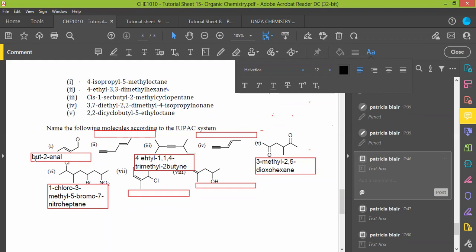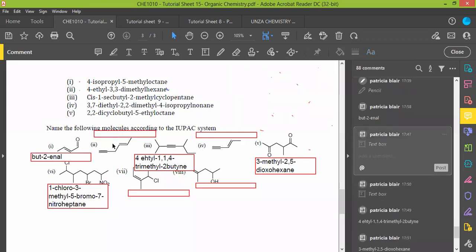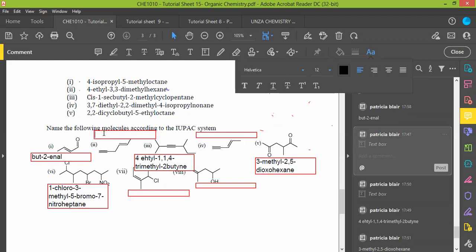It has a double bond on position number 2, and also the aldehyde on position number 1, because the aldehyde's position is not actually put in a molecule. So you have named this one. That's the ease with which you name. You come to molecule number 2.